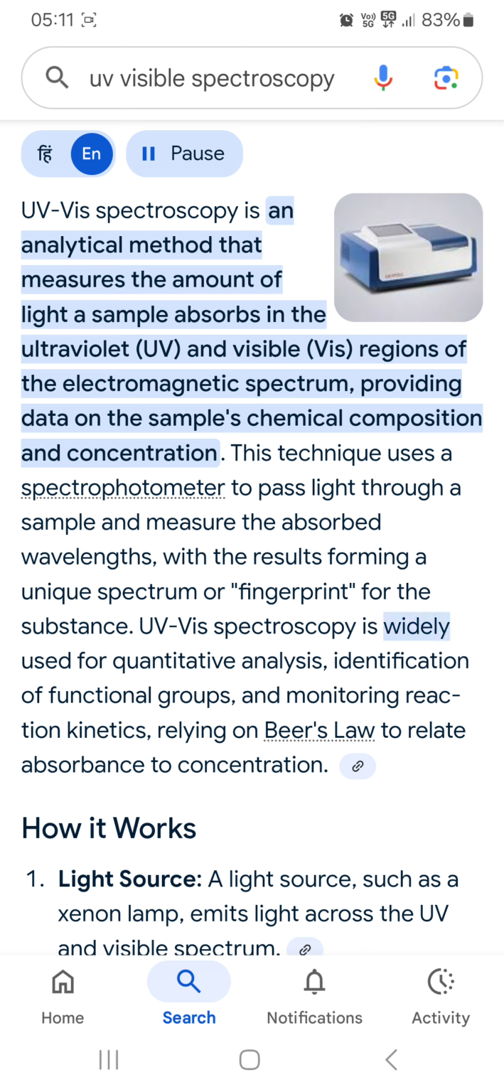UV-VIS spectroscopy is widely used for quantitative analysis, identification of functional groups, and monitoring reaction kinetics, relying on Beer's law to relate absorbance to concentration.